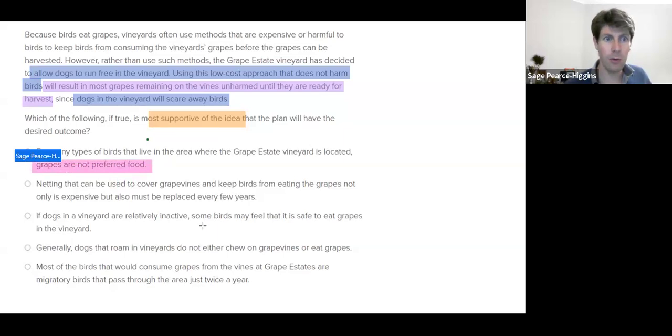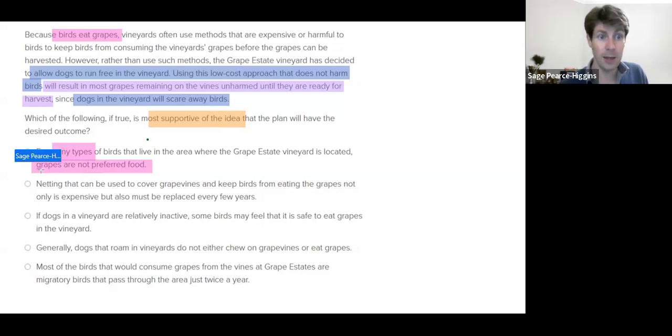So, okay, for many types of birds, that doesn't really affect things, because some birds, or even many birds, don't like the grapes, but some birds clearly do eat the grapes, otherwise they wouldn't be making the argument. So what we're doing here is taking answer A and slotting it into the knowledge of the argument. We actually have to remember the argument, or imagine the situation, and see if answer A is going to make any difference. And we can say rightfully that A isn't going to affect this argument significantly.